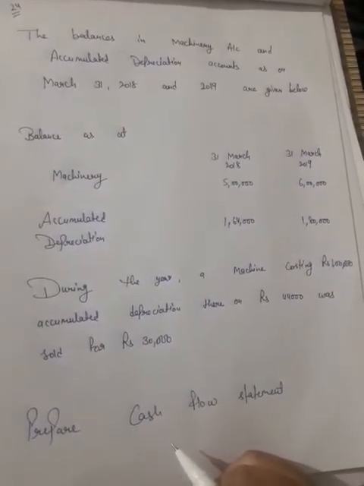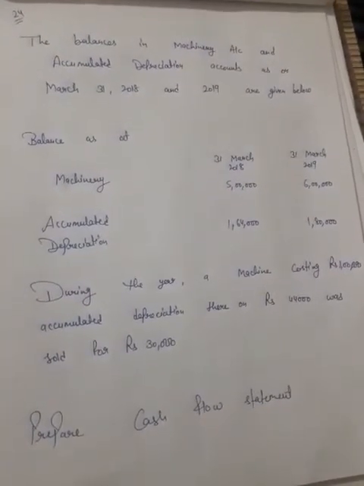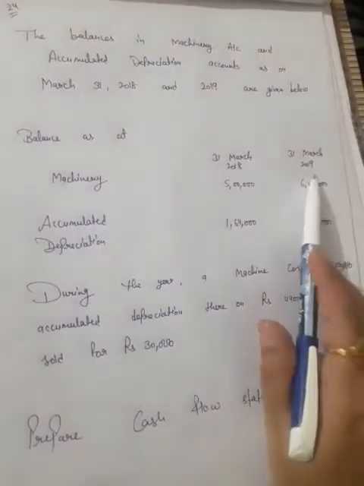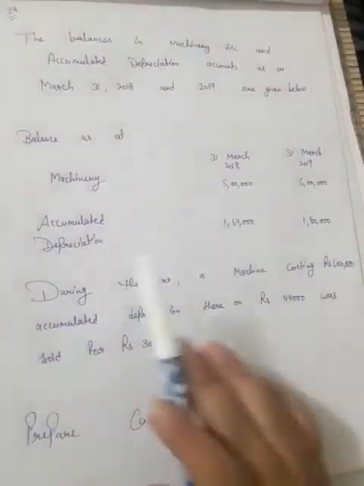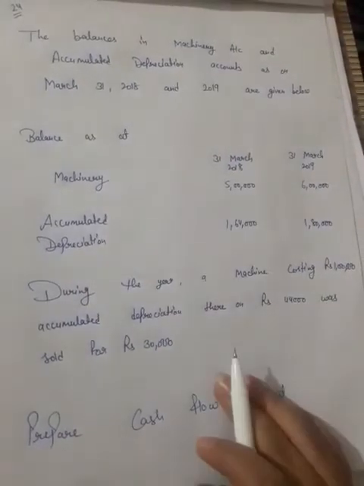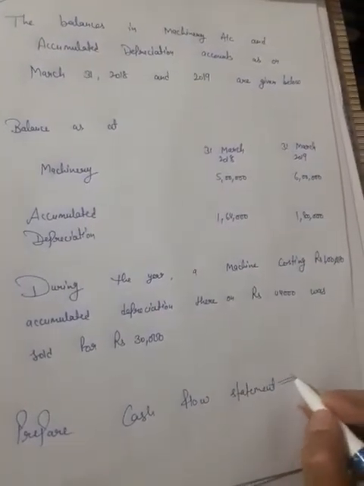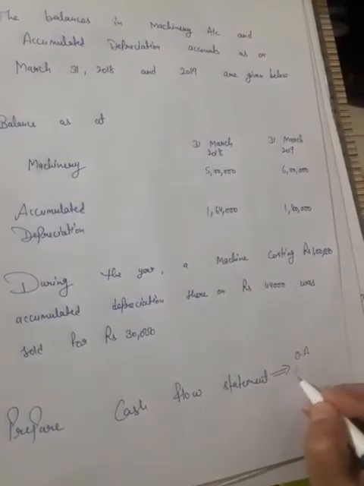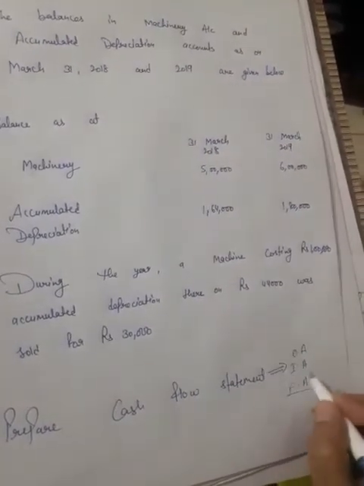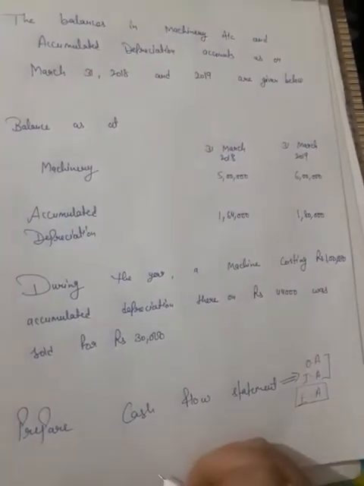The balances in the machinery account and accumulated depreciation account as at 31st March 2018 and 2019 are given below. Machinery is 6 lakh in 2019 and 5 lakh in 2018. Accumulated depreciation is given, and additional information is given regarding machinery. Prepare cash flow statement. That means in this statement we will prepare operating activity, investing activity, and if needed, financing activity also, but financing activity we will discuss later. So today we will discuss these two activities.